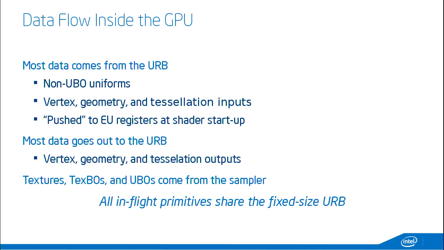we'll make a distinction between push and pull constants. So the data that sort of magically shows up in registers that comes through the URB is the push data, because it gets kind of shoved in. And then other things that get fetched other ways are the pull. So other sorts of data, textures, texel buffers, and UBOs all come through the sampler.